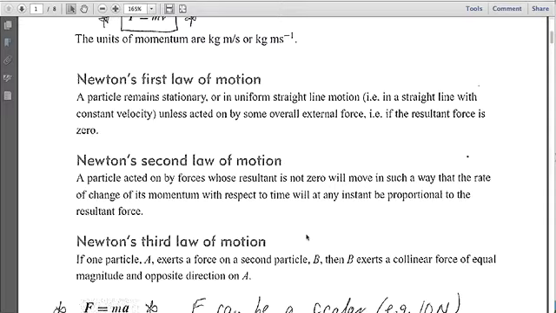Newton's second law of motion is F equals ma. So this is the idea of force being linked to the mass and the acceleration of an object. And Newton's third law of motion is that if one particle exerts a force on a second particle, then B exerts a collinear force of equal magnitude and opposite direction.